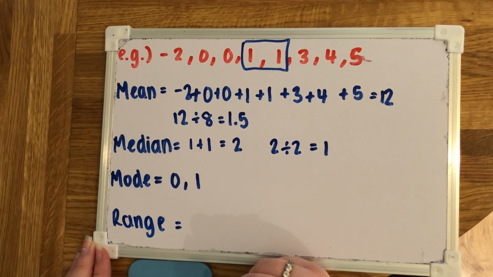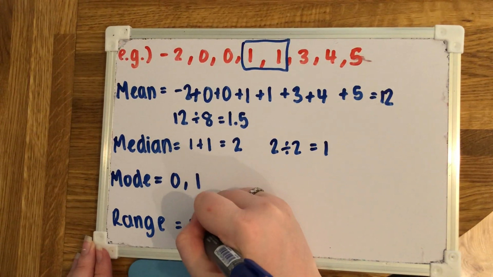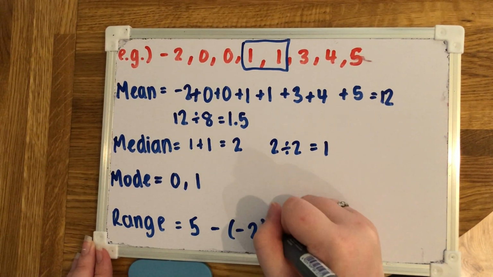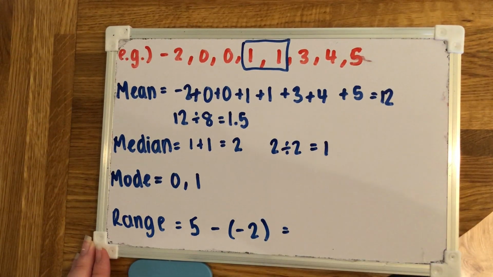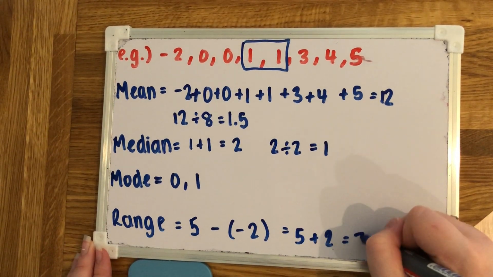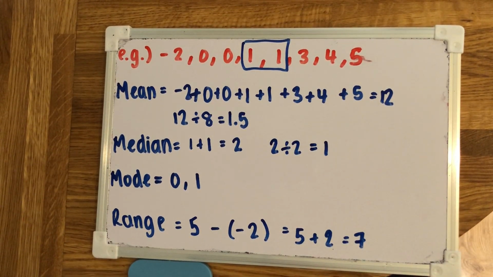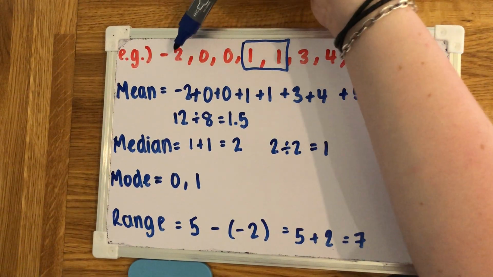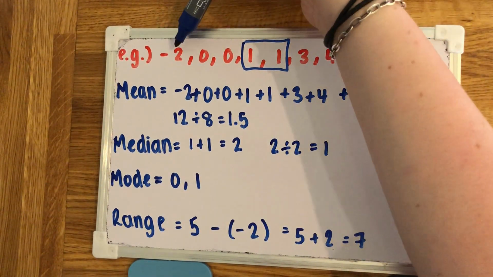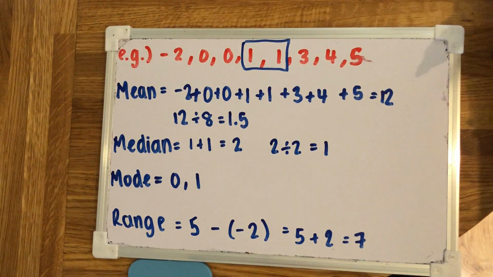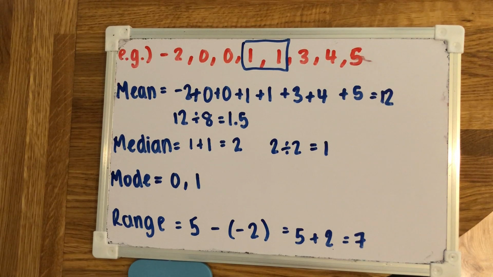Okay, so it's the difference between the largest, subtract the smallest, which is -2. So just be careful with your negative numbers. When we subtract a negative, actually we're going to be adding it on, which is 7. Okay, another way of thinking for it is, what do we need to add to -2 to get up to 5? Well, we need to add 2 on to get it to 0, and then another 5 to get up to 5. So 2 add 5 would give us 7.